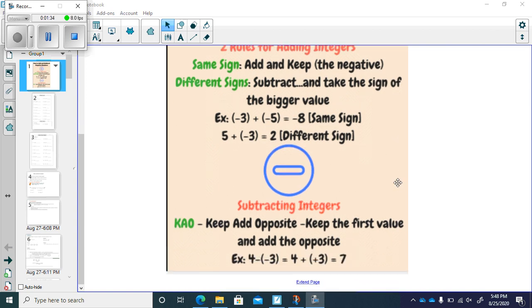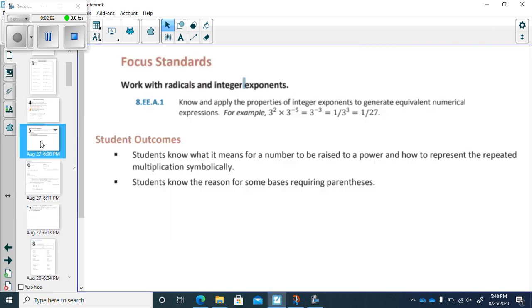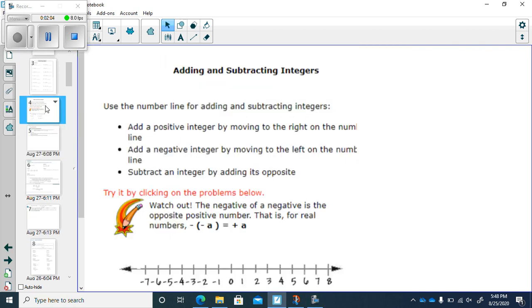What if we're subtracting integers? KAO, keep, add, opposite. Keep the first value, add the opposite of the second one. In other words, if you have 4 minus a -3, you would keep the 4, you would add the opposite of the -3, which is a +3. That would be 4 plus a +3, which is 7. I want to show you another way to do this, and that deals with the number line. Let's see if I can find the number line real quick.